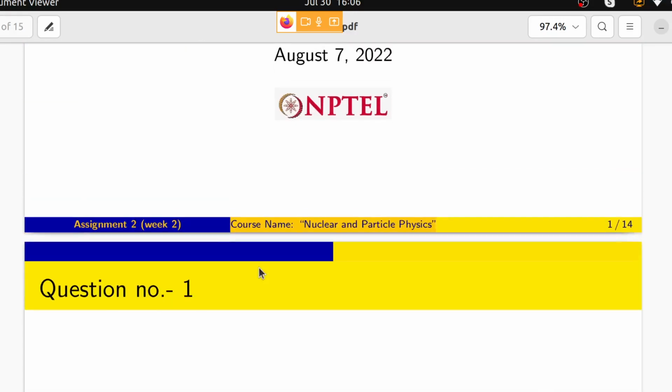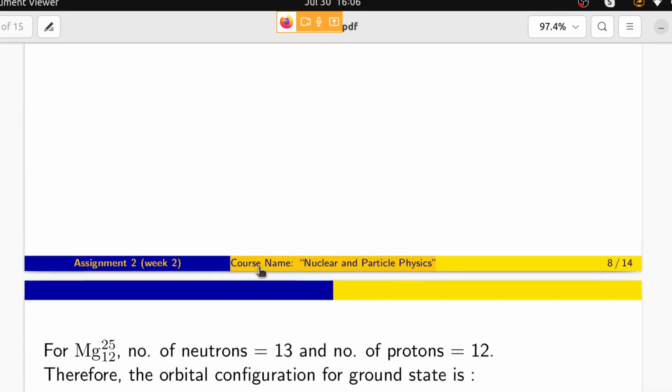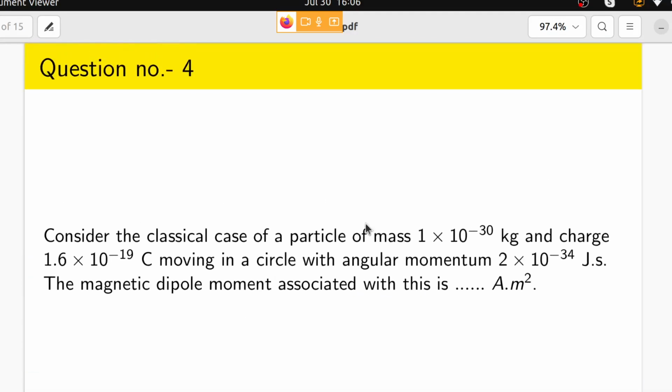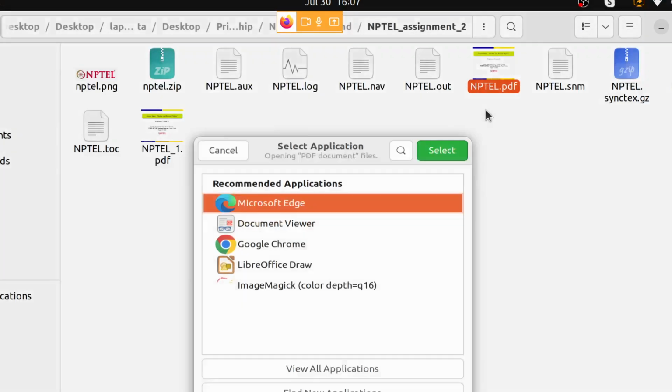So what should I do? Should I explain? Okay, I think we can calculate question number 4, because there is nothing to do with the shell model and all. It's a very simple one. Let me do that one.